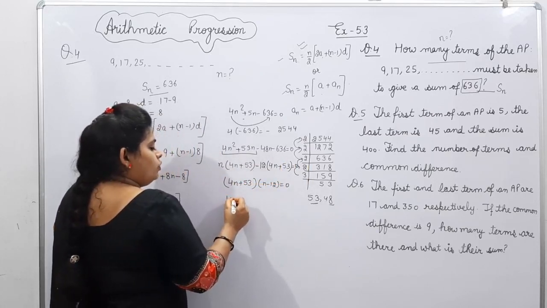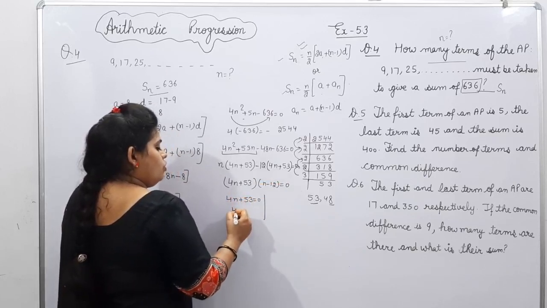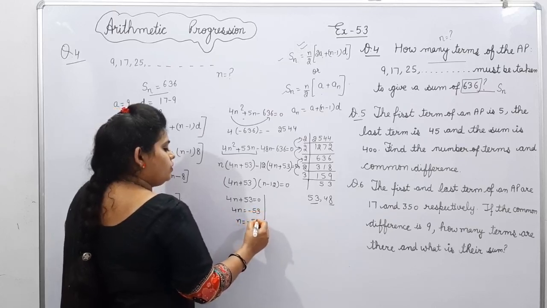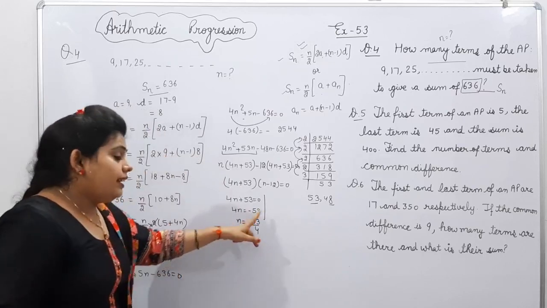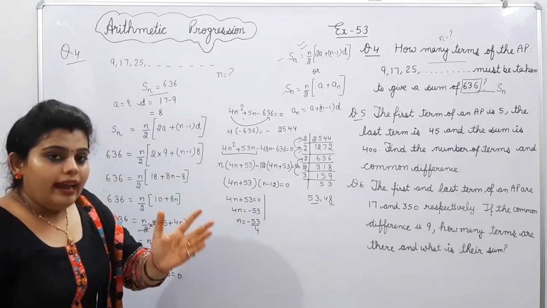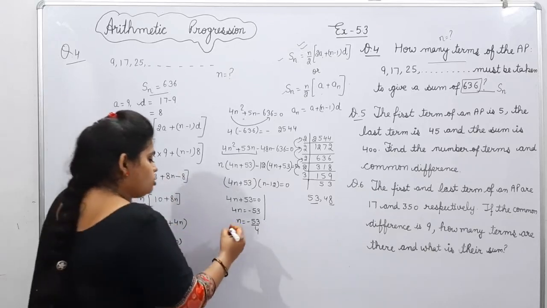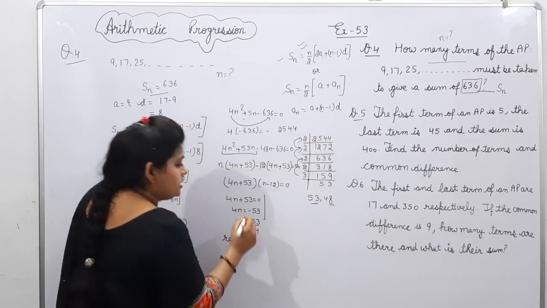From here 4n plus 53 is equal to 0. 4n is equal to minus 53, n is equal to minus 53 by 4. And number of terms cannot be negative and cannot be in fraction. So this value is rejected. We will reject this value.